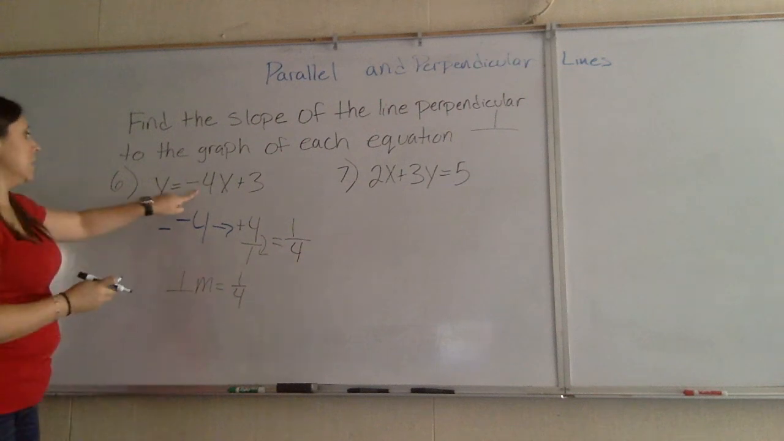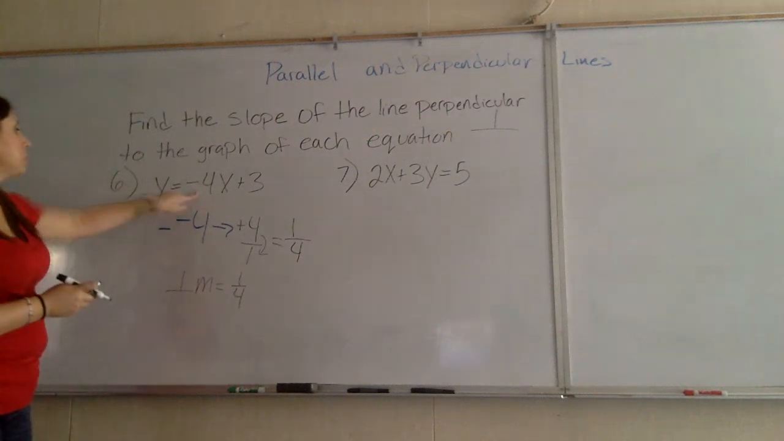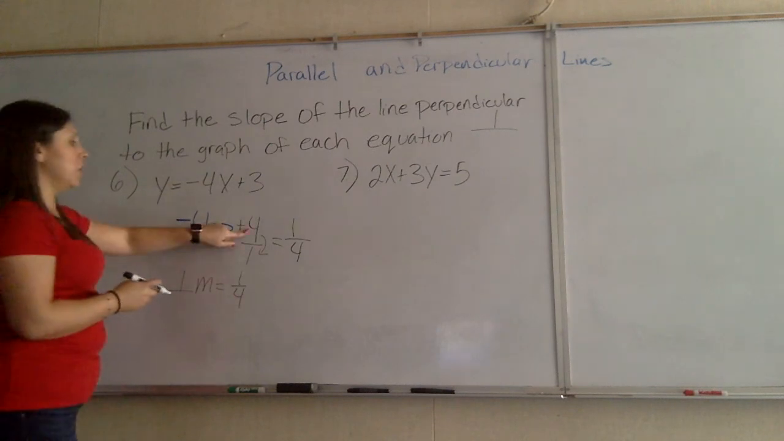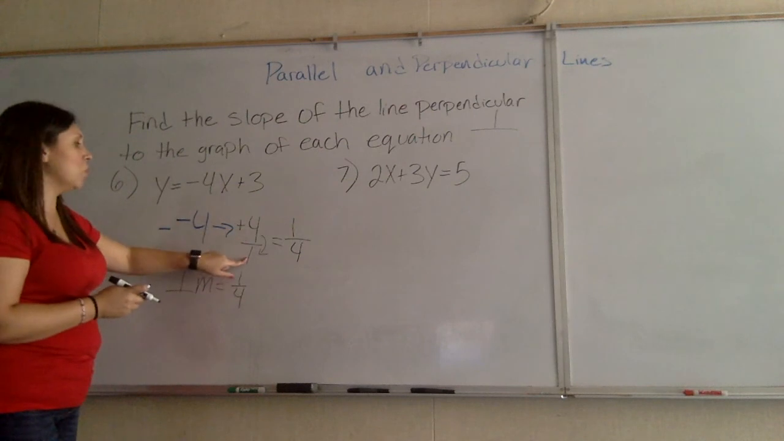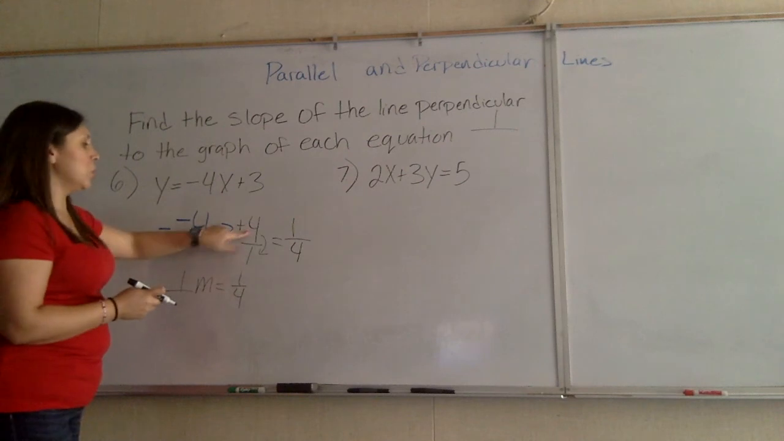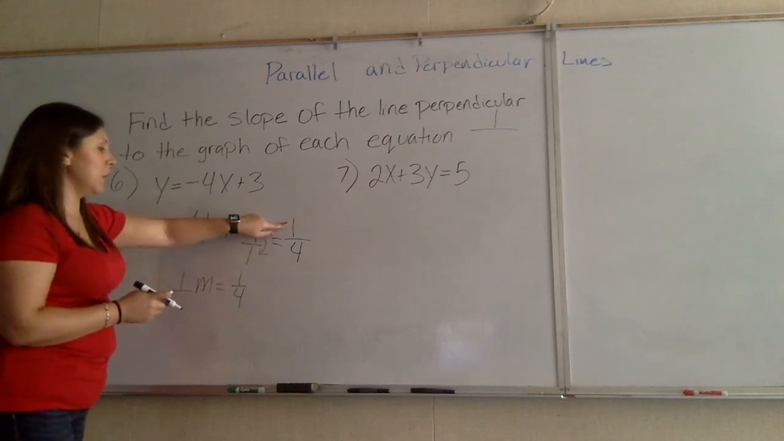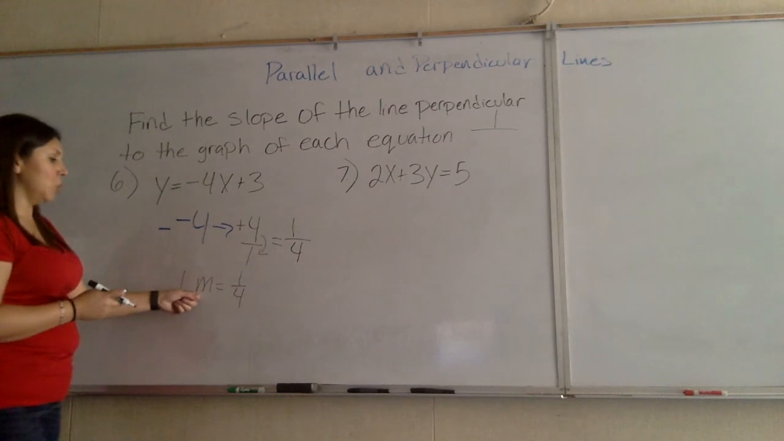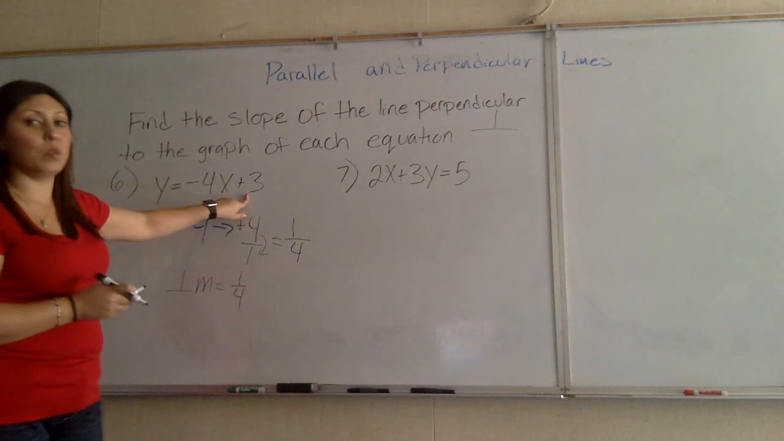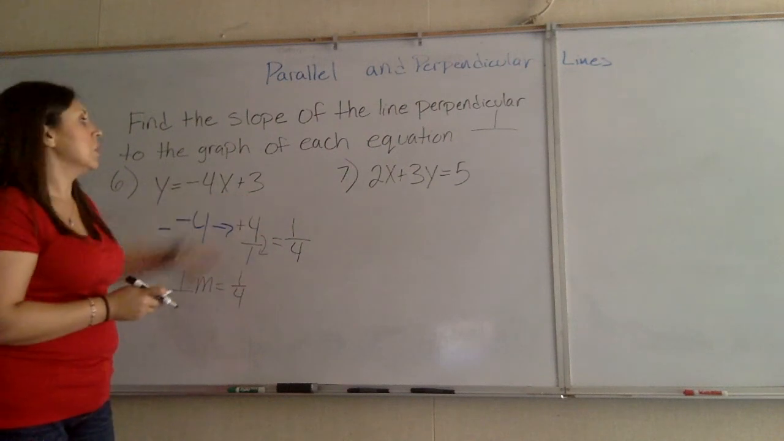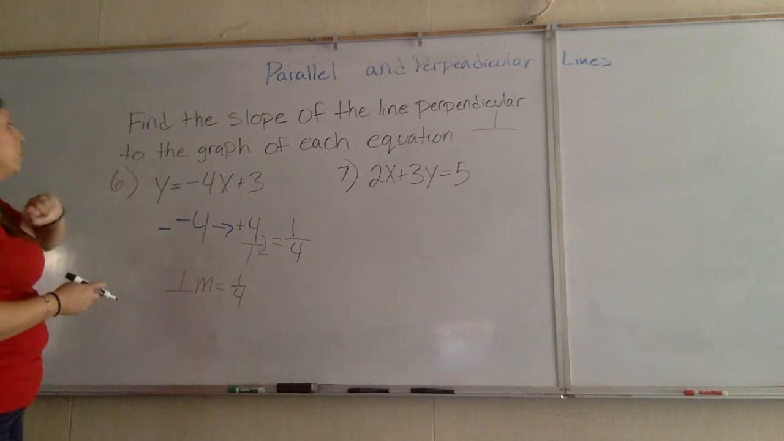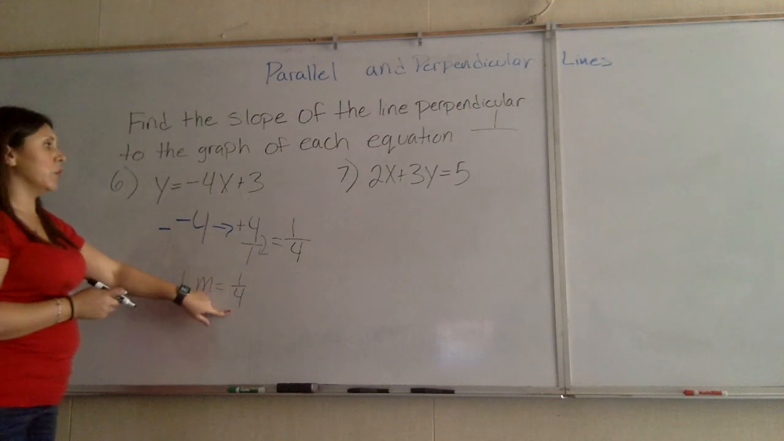So my slope for this perpendicular line would be 1/4. I take my slope and multiply it by a negative, so a negative and a negative give me a positive. If I have a whole number, I put it over 1. Then I do the reciprocal, which means just flip it over. The 4 goes to the bottom, the 1 goes on top. So my perpendicular slope would be 1/4. Just like with parallel lines, my y-intercept is going to be different. So the answer for number 6, for finding the slope of a perpendicular line, would be 1/4.